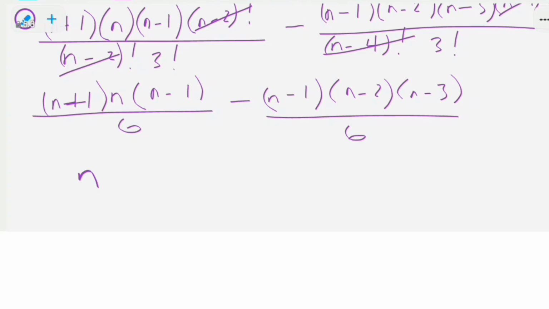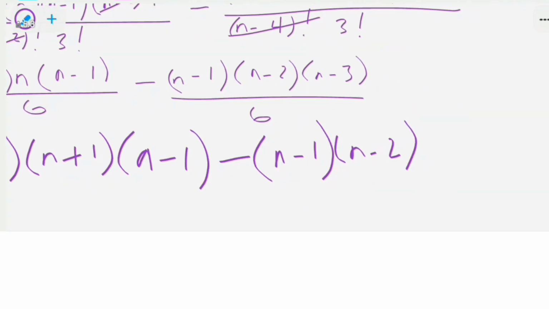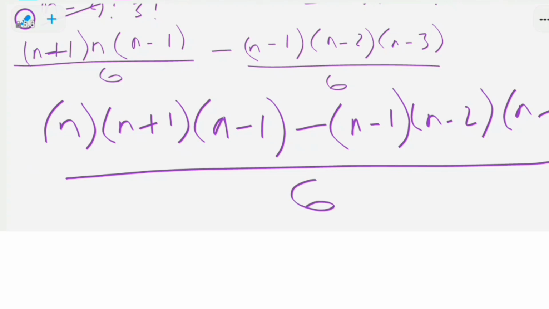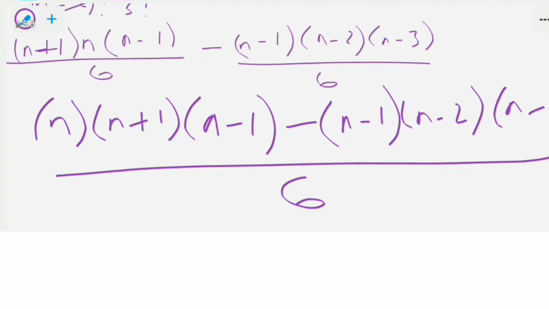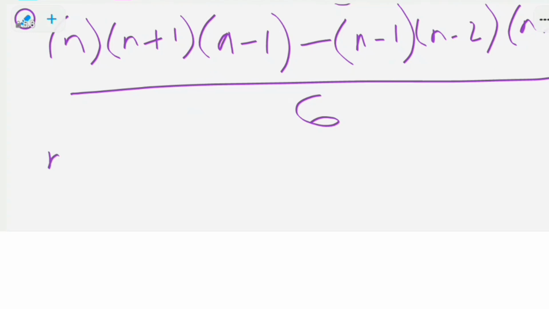So you just have n, which is the first one, n plus 1, n minus 1. Then minus n minus 1, n minus 2, n minus 3. Then everything will just be over 6 like this. From this stage, you see that n minus 1 is here, n minus 1 is also here. So you can pick out that n minus 1. You can factorize it out, so you have n minus 1.